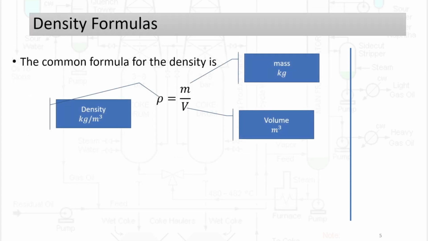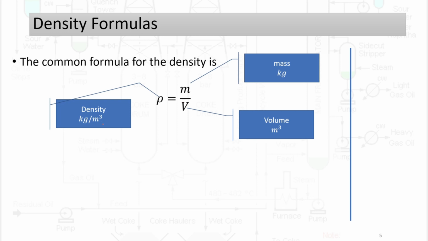Okay, let's go to some formulas. Common formulas for the density, which is the famous one. We say that density, and we use the symbol rho, is equal to mass over volume.